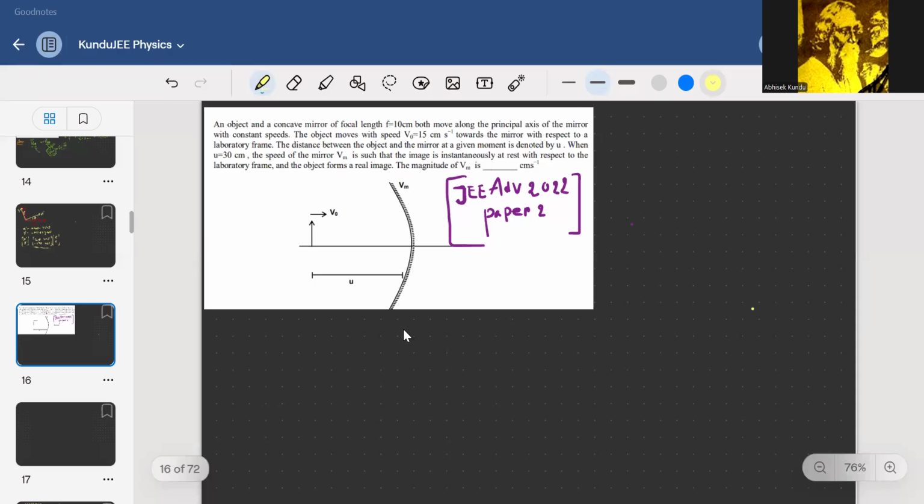Hello everyone. Let us see today's problem. This problem was given in JEE Advanced 2022 paper 2. Now let us look at this problem, what this problem says.